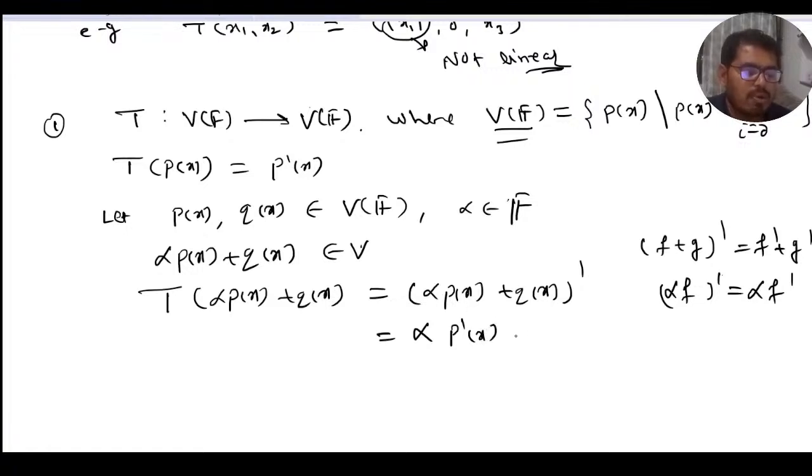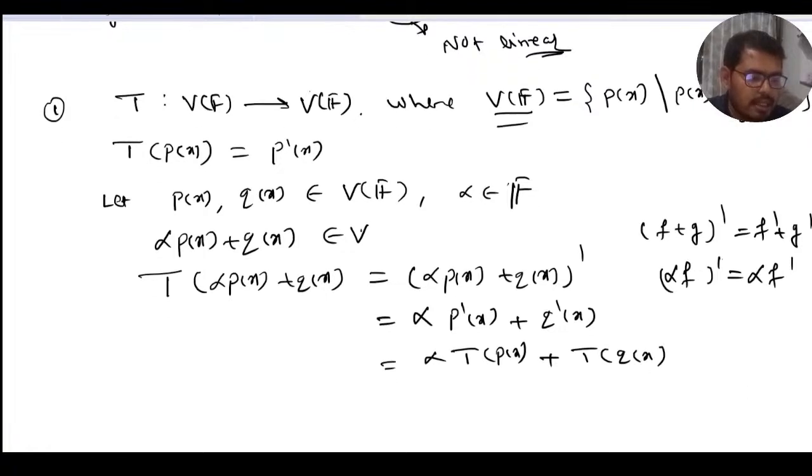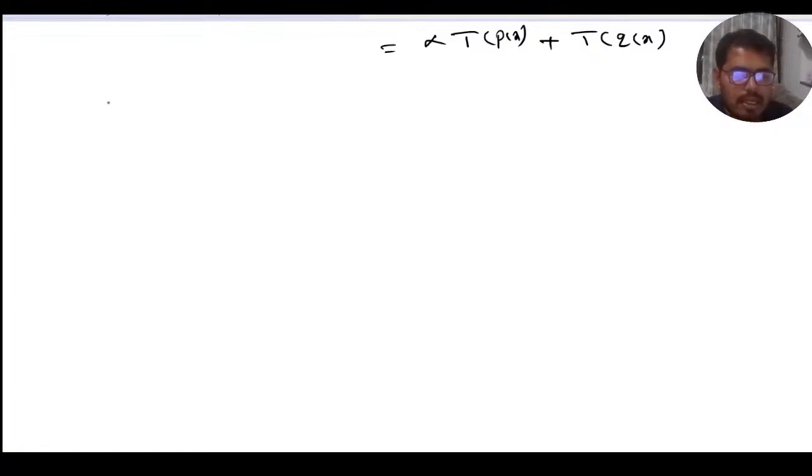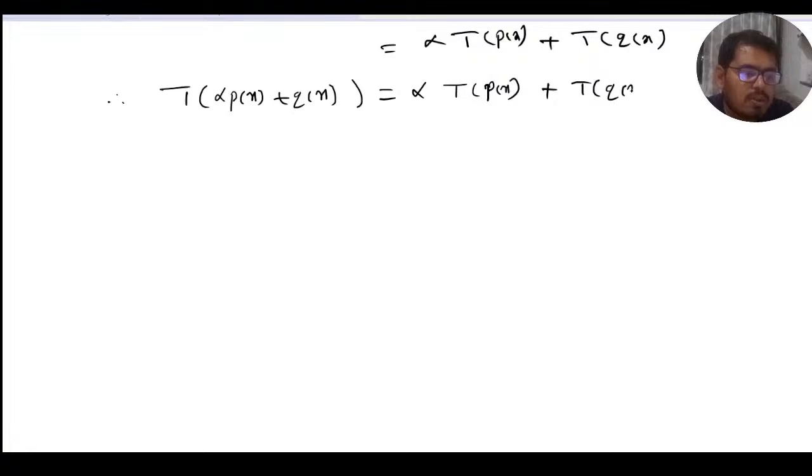Then the derivative of p, that is p dash of x, and you find the derivative of q of x. Alpha stays as it is. What is p dash of x? P dash of x is T of p of x by using the definition of T. Plus what is q dash of x? It is also T of q of x. Then it is a linear transformation. This implies that T of alpha p of x plus q of x is equal to alpha times T of p of x plus T of q of x.